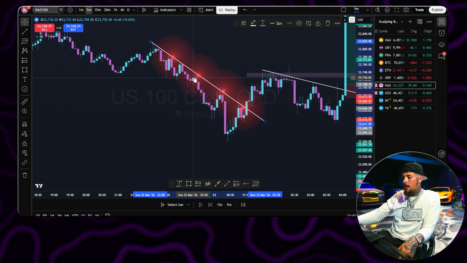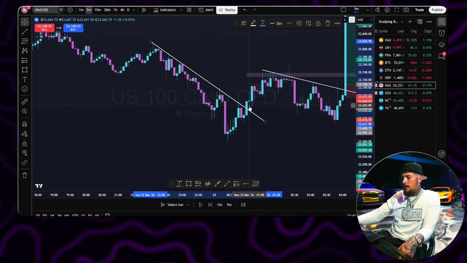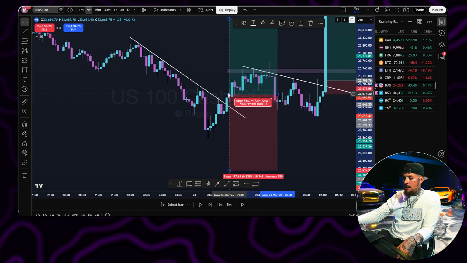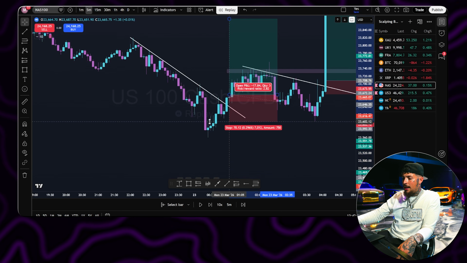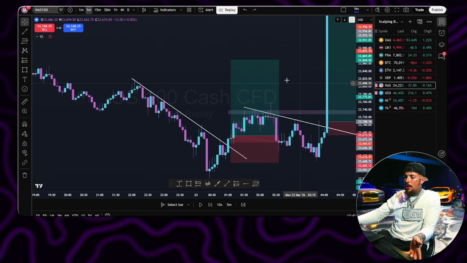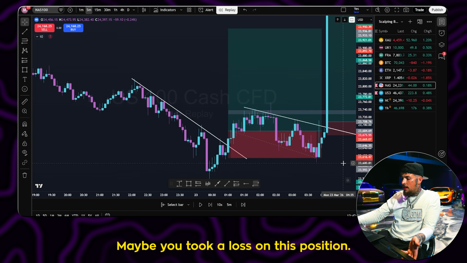And as you can see, we could mark this up as well. We have 1, 2, 3, 4 touches. We have the breakout here. Let's say, for instance, we get in a little late. We have our stop loss set here. Price does not break out to where we want it to. Overall, maybe you took a loss on this position.